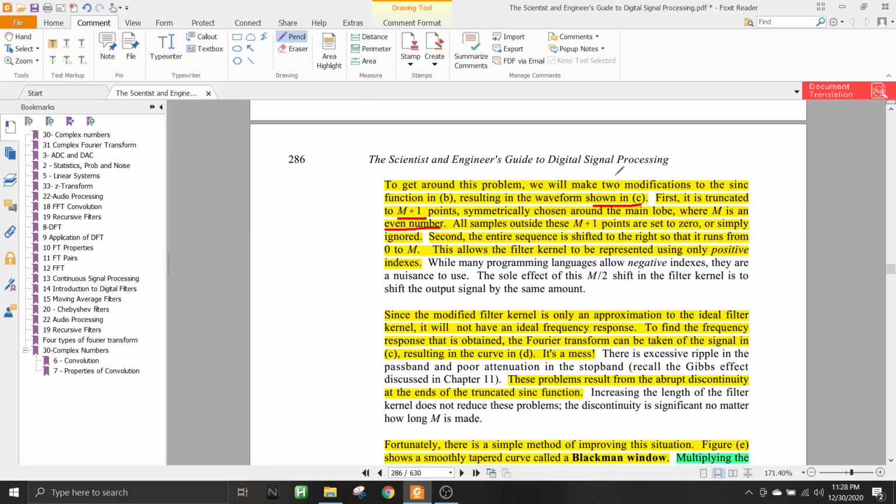So these are the two things that are done. The first is truncation to m+1 points, and the second is shifting to the right by, actually, the value is not given here, but it is m by 2 right shift. This allows the filter kernel to be represented using only positive indexes.